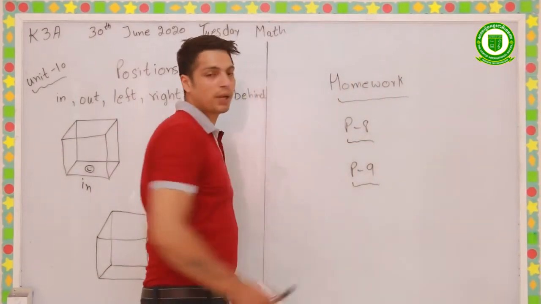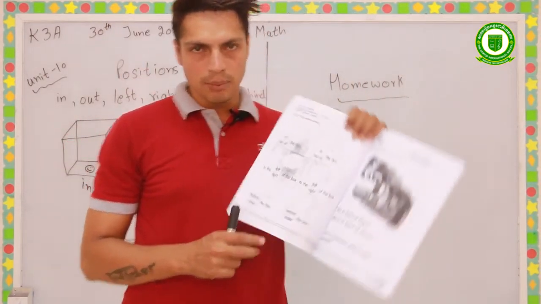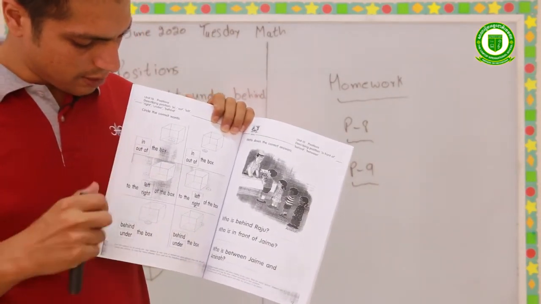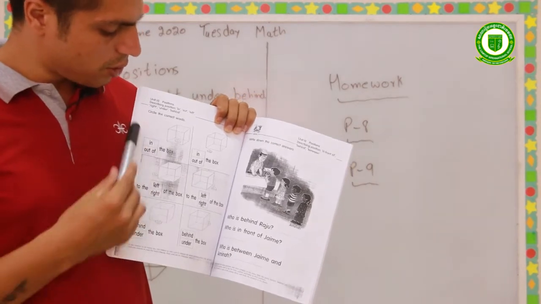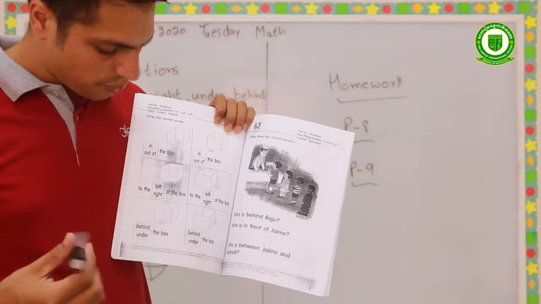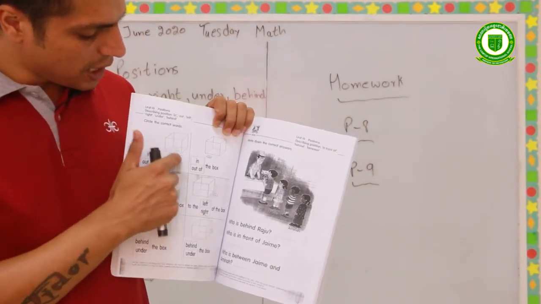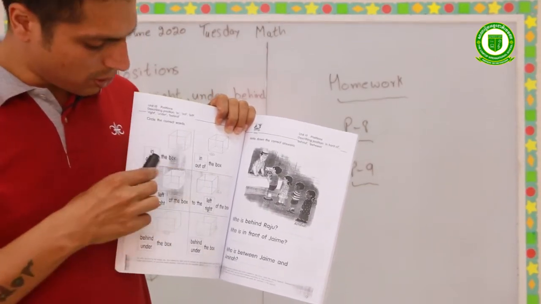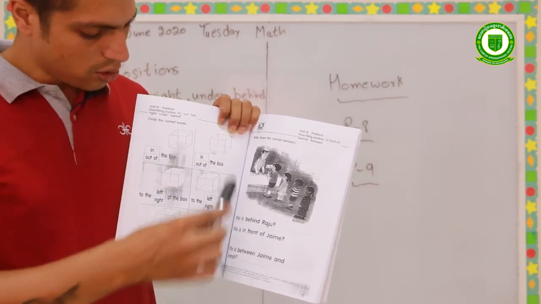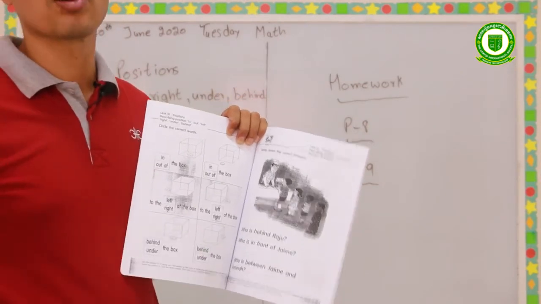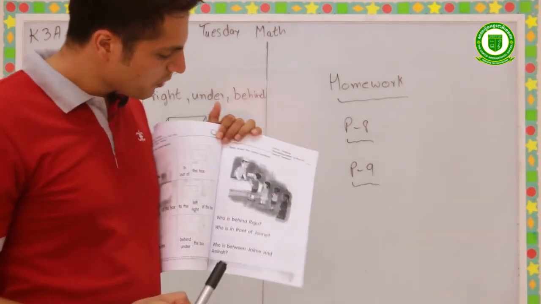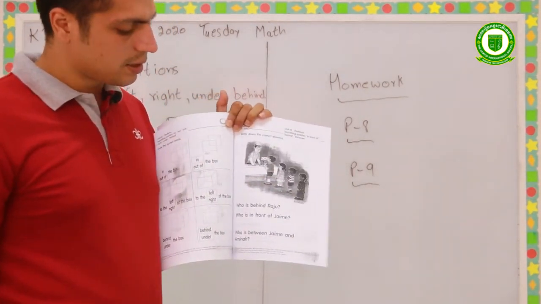Coming on to your homework. Your first homework is on page number 8. You can see boxes and a smiley face. You need to circle the correct word. I can do one here. Now you can see the smiley face is inside the box, so you need to circle 'in the box'. I want you to do the rest of it. If you have any questions or troubles, you can drop a message, I will help you. Write down the correct answers.